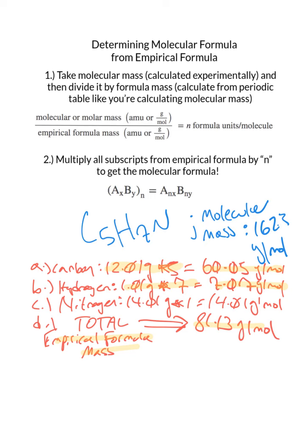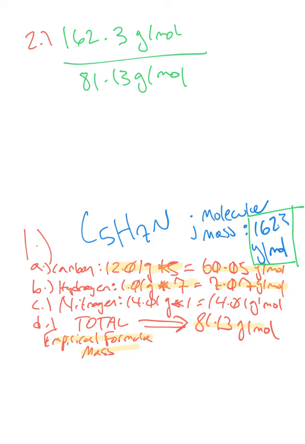So I'm going to delete some things, but the next thing is to divide the molecular mass, which was given to us in the problem, by the empirical formula mass. What I've done here is I, again, have taken the molecular mass, which was given to us, and divided it by the empirical formula mass that we just calculated. And that is equal to 2 n units. All that we have to do is multiply the empirical formula subscripts by 2 to get our molecular formula.